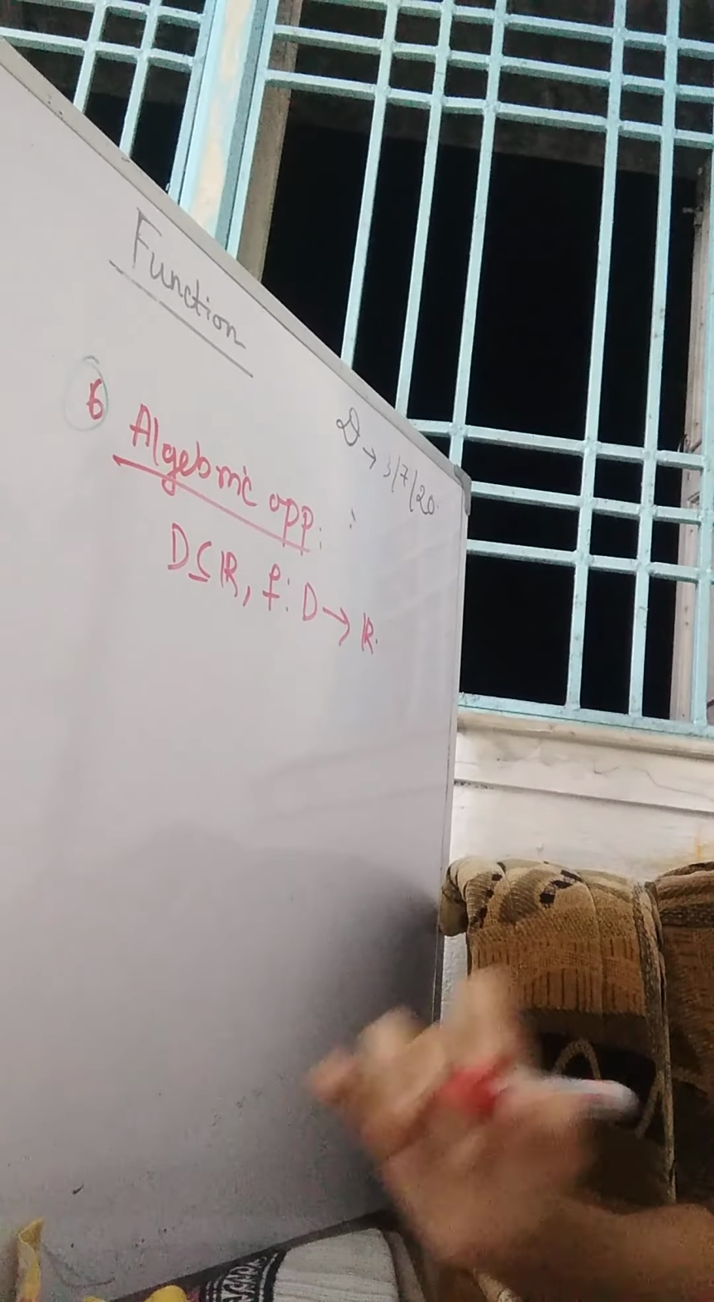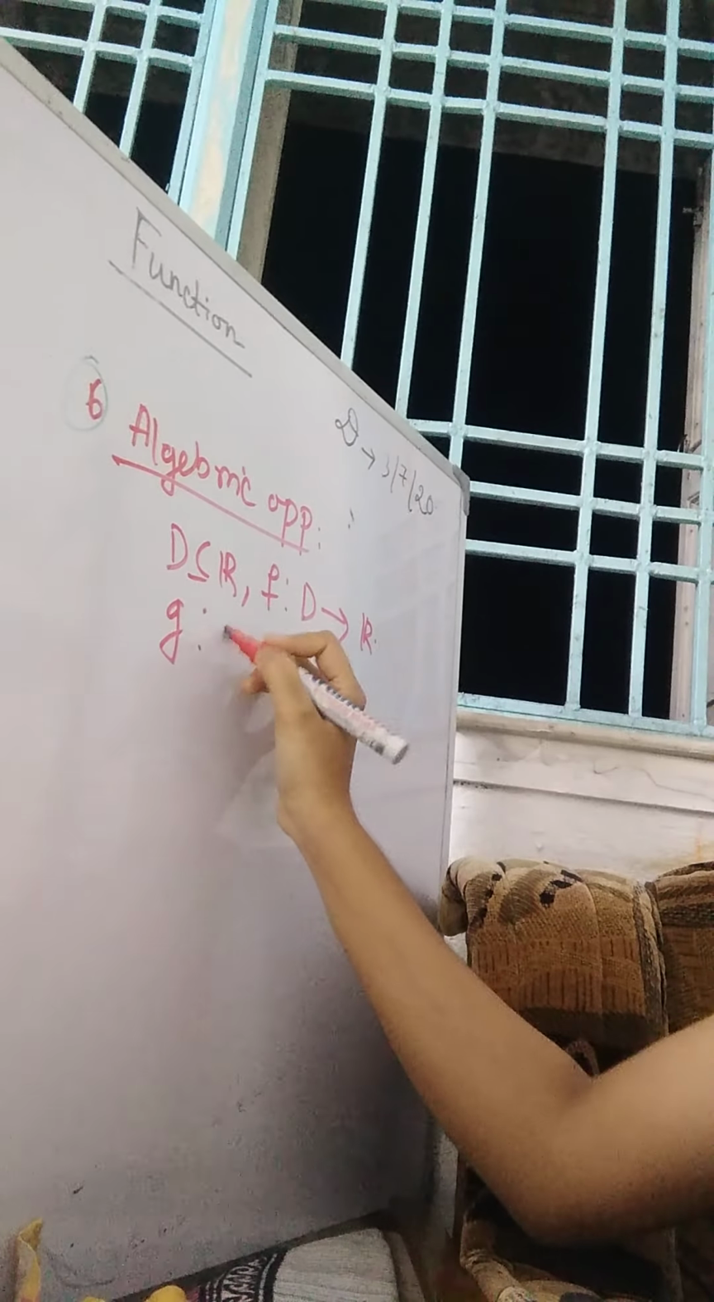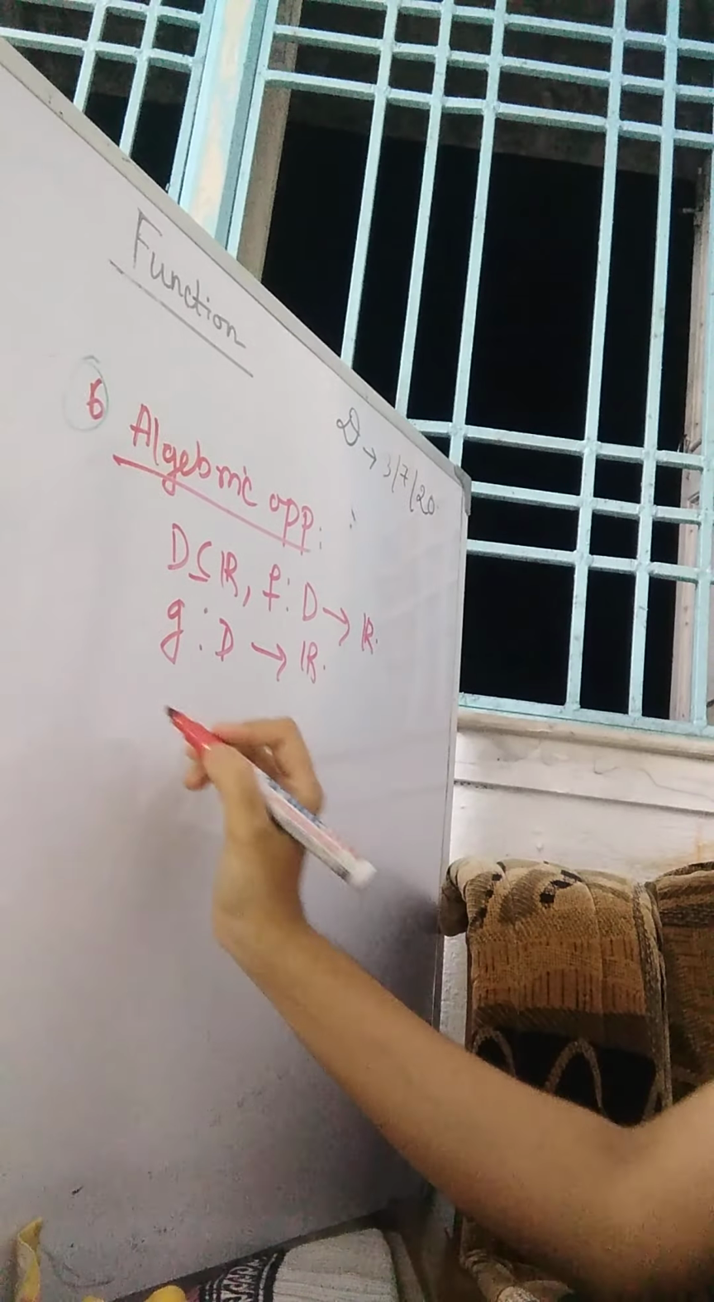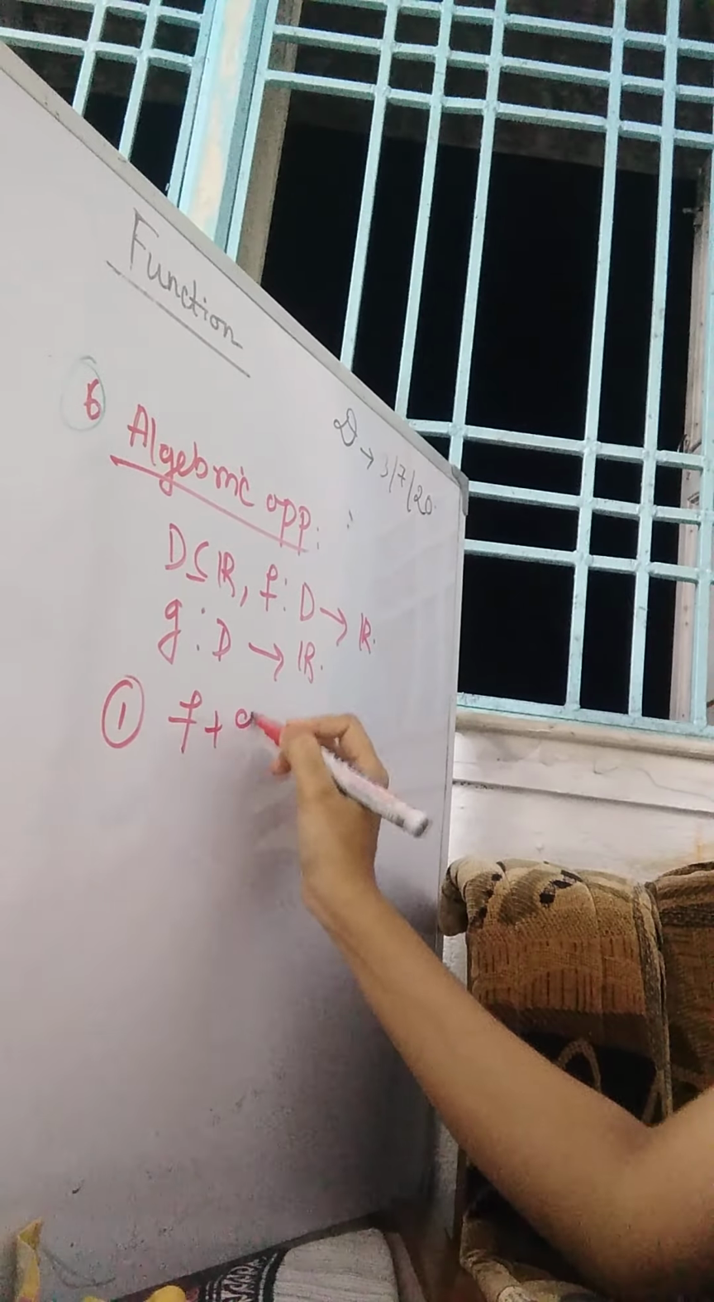Now, our second last topic is the algebraic properties of functions. These are algebraic operations, and you can say the operation is also a property. If D is a subset of R and f is a function from D to R, and g is also a function defined from D to R, then the first property is the summation f plus g.